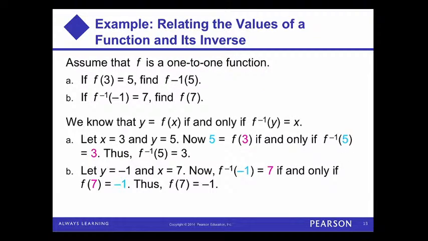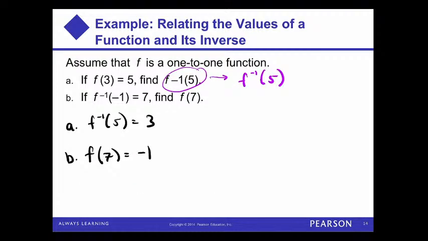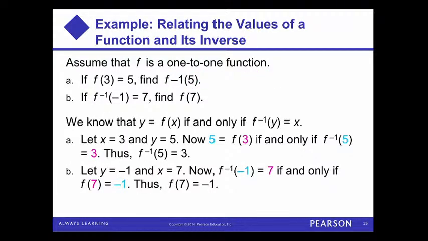So let x be 3 and y be 5. Now 5 equals f of 3 if and only if f inverse of 5 equals 3. So I think 3 is the result there, right? And a similar argument for part B. It's a little bit wordy. It's not as complicated as it looks.